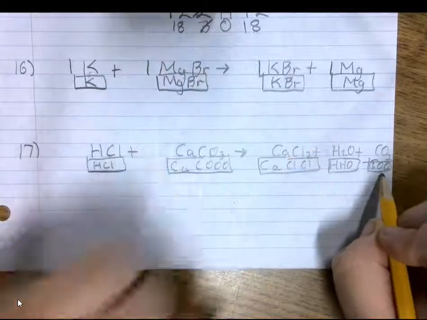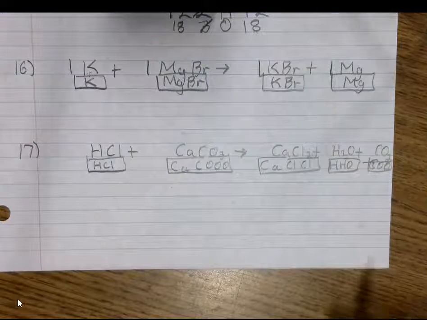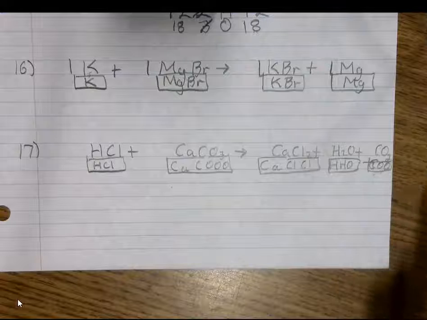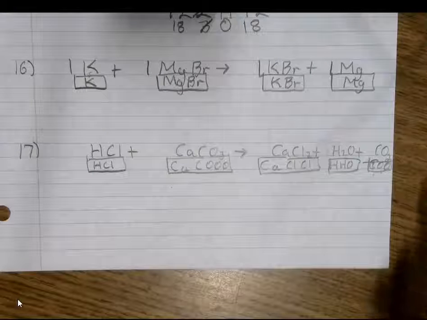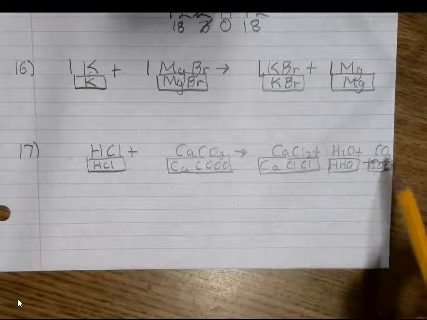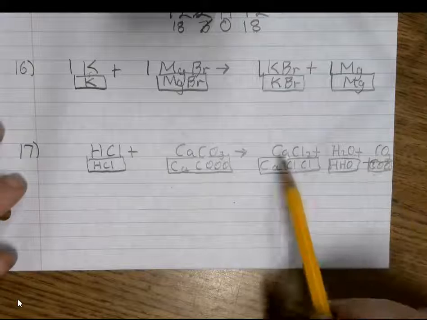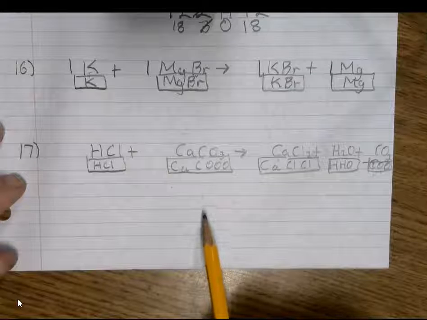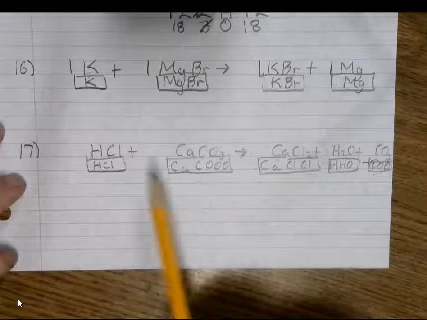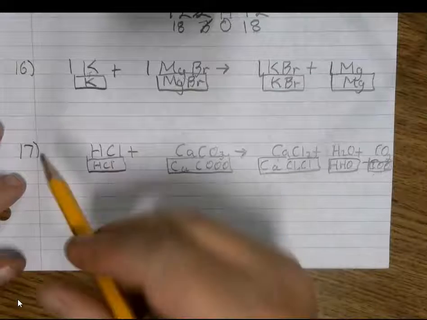Okay, it's hard to read. That's a CO2 right there, C and 2 O's. Okay, what are we going to balance first? Stay away from oxygen because there's 2 of them there. Calcium is already in balance. Chlorine would be good. There's 1 there and there's 2 there, so we're going to add a box here.